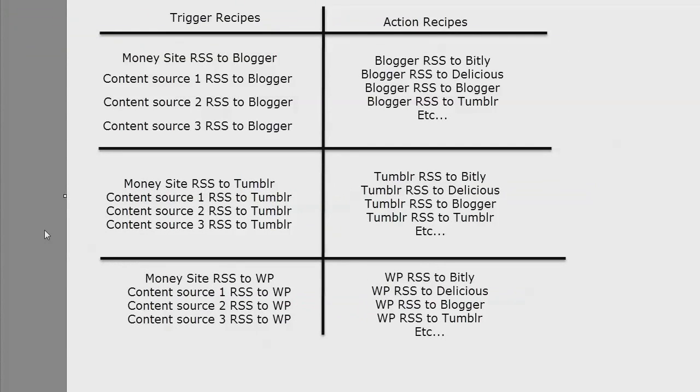Just set up your networks, set up your tier 1 triggers the way that we show you, and for your tier 2 triggers, you set them up exactly like we show you. You just use your Blogger RSS feed, your Tumblr RSS feed, or your WordPress RSS feed as the trigger instead of the money site RSS feed.